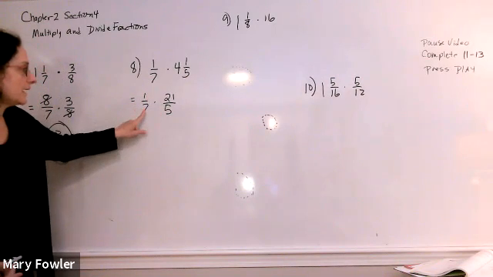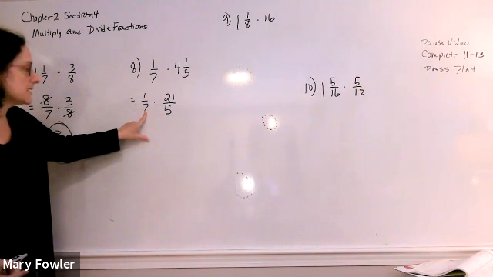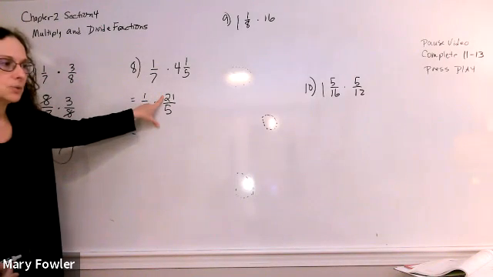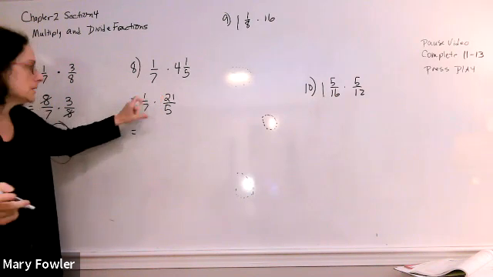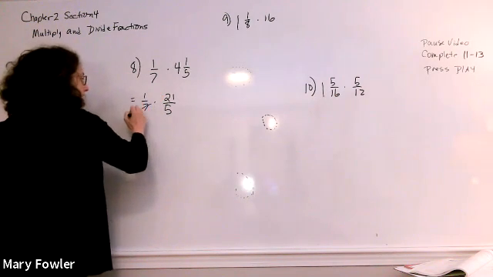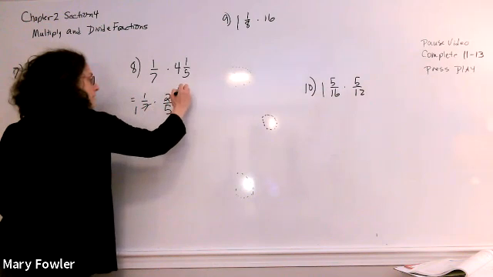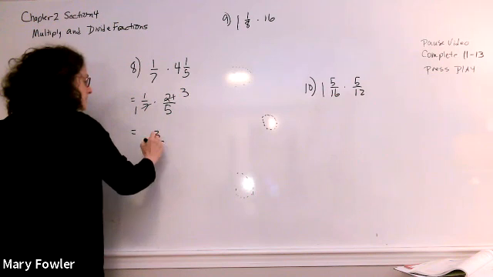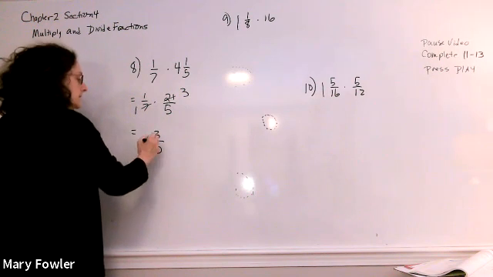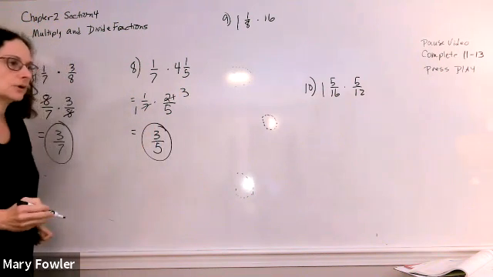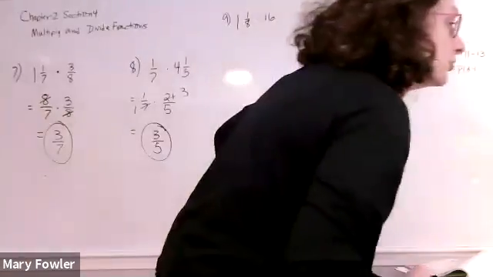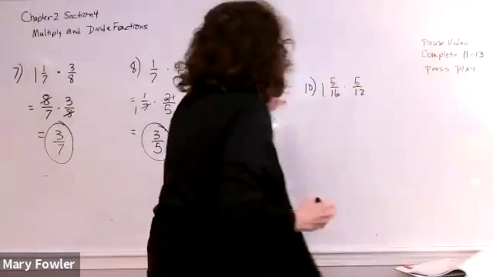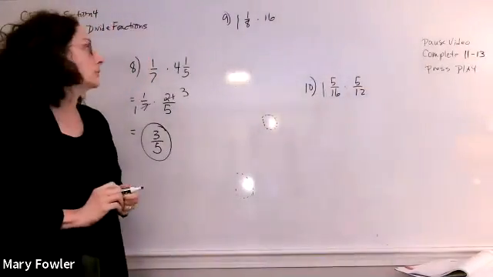look for common factors, and I see that I have a 7 in my denominator and a 21 in my numerator. And I know that 21 is 7 times 3. So 7 goes into 7 one times, and 7 goes into 21 3 times. And our final answer is 3/5. It is in lowest terms, so we'll go ahead and circle that. And again, checking. Number 8 is correct. Okay. All right, so let's go ahead and look at number 9.